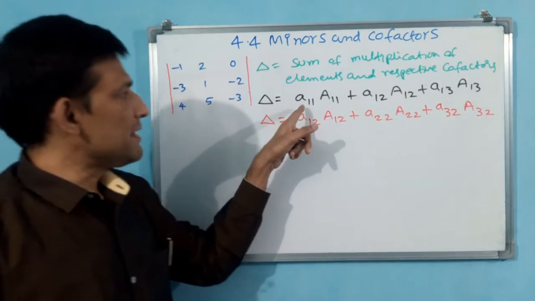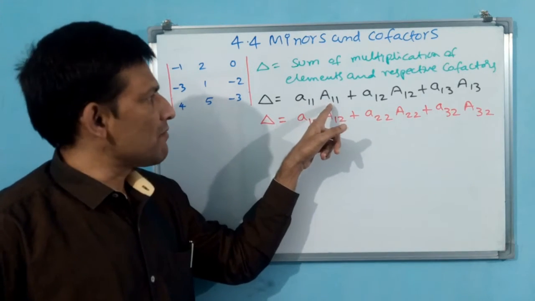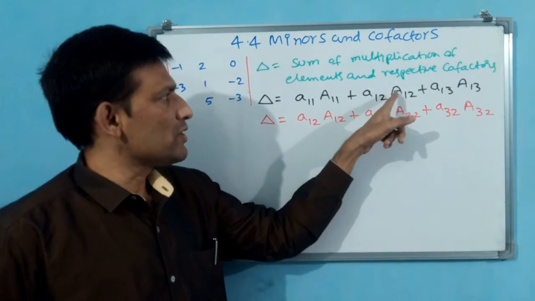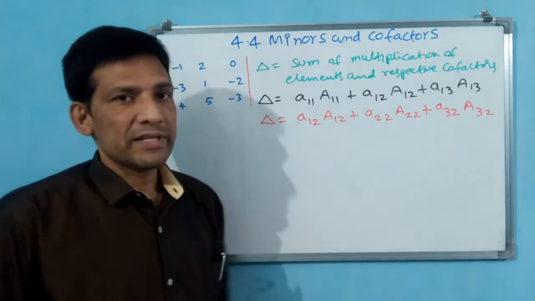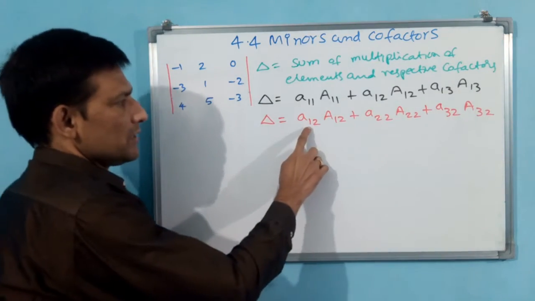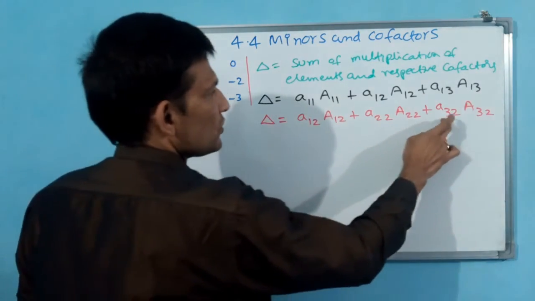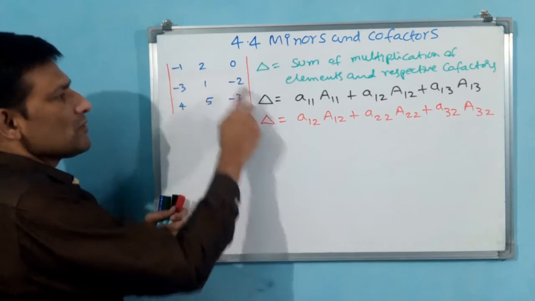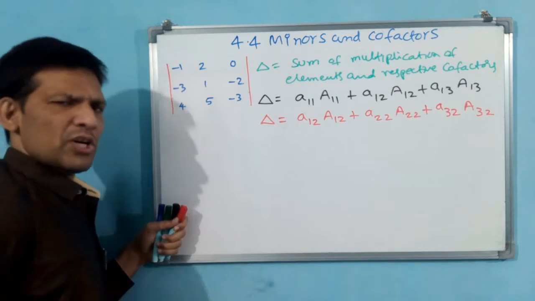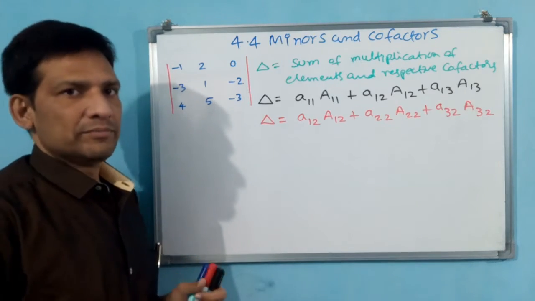You see here, element number 1 means cofactor number 1 has to come. Element number 13 means cofactor 13 has to come. Here also you see 12, 22, 32. But here first we have taken the first row, next we have taken the second column. You can take any row or any column.